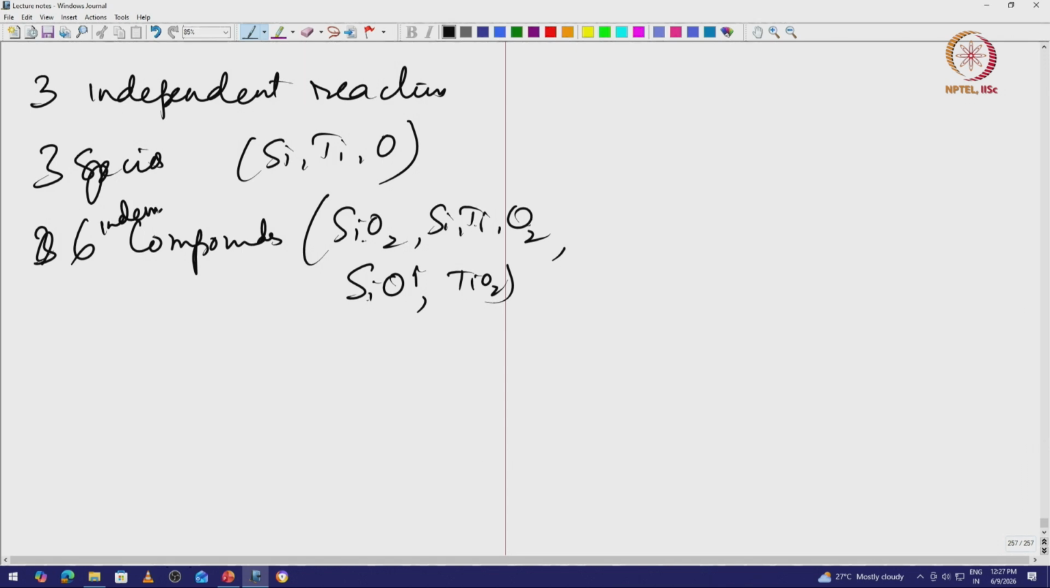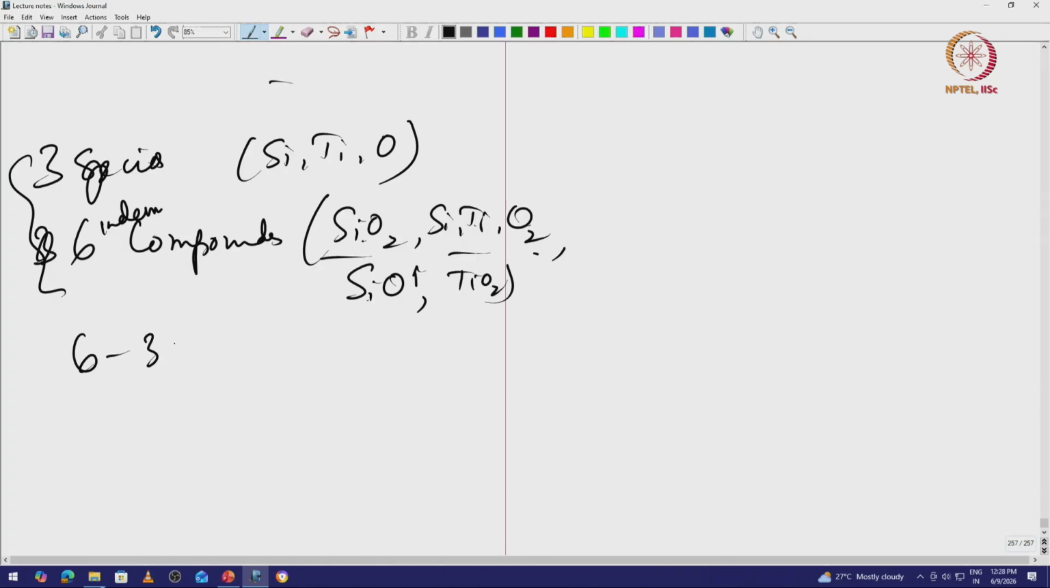So I have three independent species. Let's come to the number of reactions required later, but I have three species which can form six different compounds. To solve for any sort of equilibrium, I need 6 minus 3. So I have six independent compounds that can form from three different species, and I need at least three independent reactions, and I do have those three independent reactions.